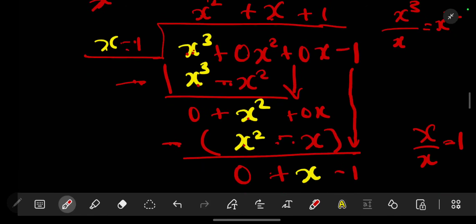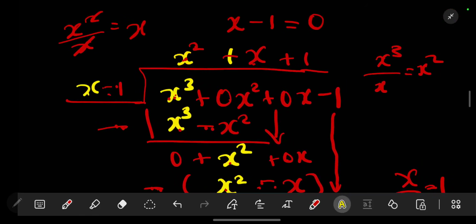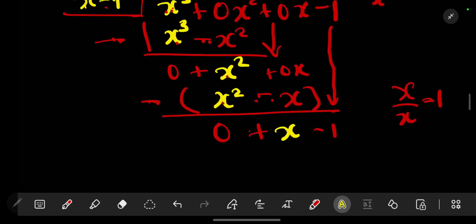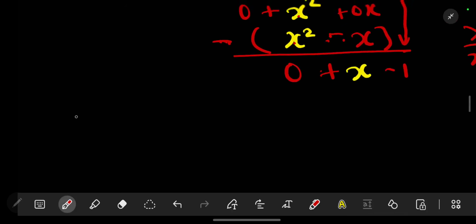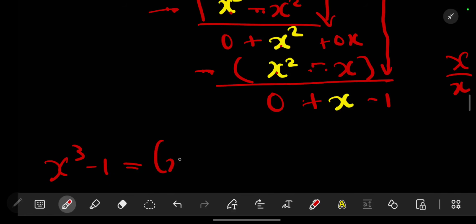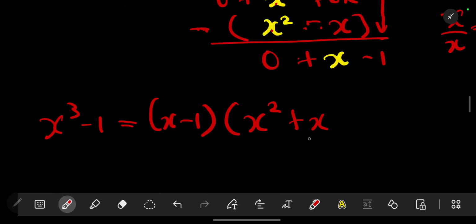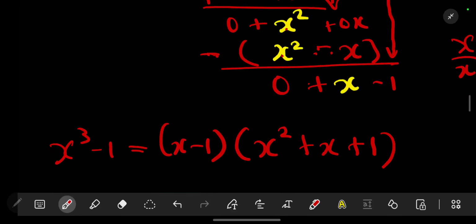So this is what we have. The only thing we are interested in is the top part. So we are going to say that our x cubed minus 1 is equal to x minus 1 times x to the power 2, which you are writing here, plus x, so you multiply them, plus 1.